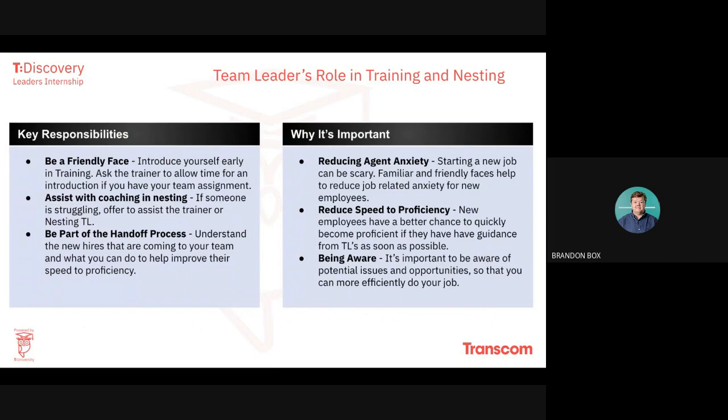And then last but not least is just being aware. So it's important to be aware of potential issues and opportunities so that you can more efficiently do your job. If you do not know how someone is performing, it's going to be very difficult to action plan, and it's going to be very difficult to coach that person right away. So always be aware of who you're getting, be part of the process, and you'll be successful.